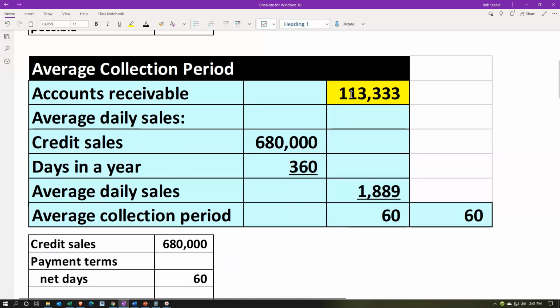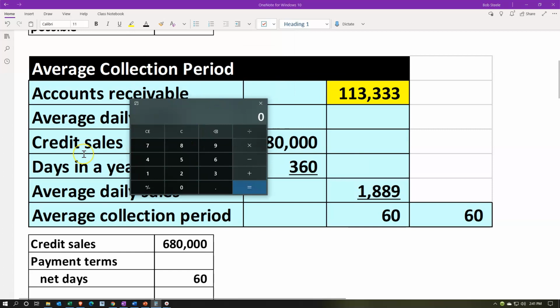So if the yellow item was unknown, we would say X. If we wrote this out algebraically, X divided by the 1889 about would equal 60. And then we could solve for the unknown, or X, in that case. So if we were to do that, we take the 1889 times 60. Again, there's rounding about.